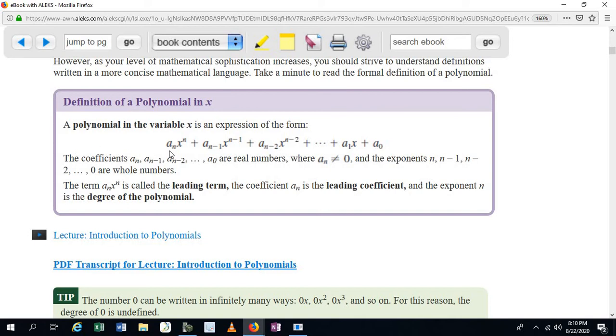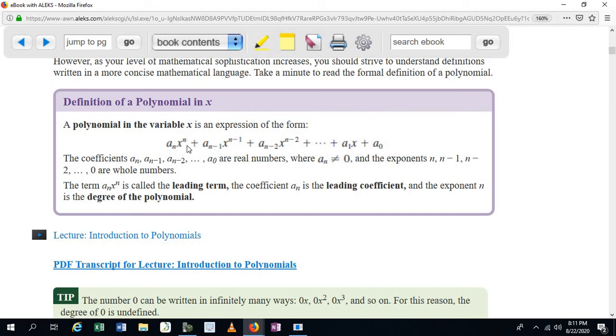So these a sub n's, a sub n minus 1's, those are called coefficients. And the reason we're labeling them as such is so that we know that it's the coefficient in front of a particular term. So that's why we use a sub n, and that's a subscript, okay? We use a sub n to denote the coefficient in front of the x to the n term. Okay, that's why we're using that notation. Now, these coefficients have to be real numbers.